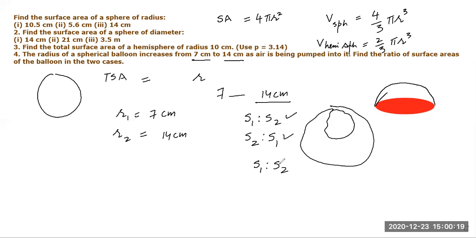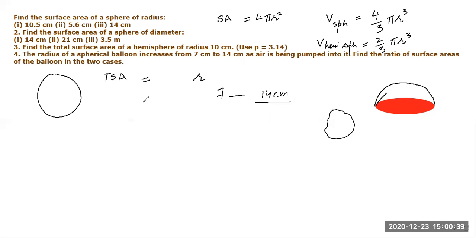Because obviously the surface area of the first will be less than the second. The radius of the first is 7 centimeter, the radius of the second spherical balloon is 14 centimeter. Which will be more? The 14 centimeter sphere will be more. So very simple, students, how we can do the question. Now it's very simple, not difficult.